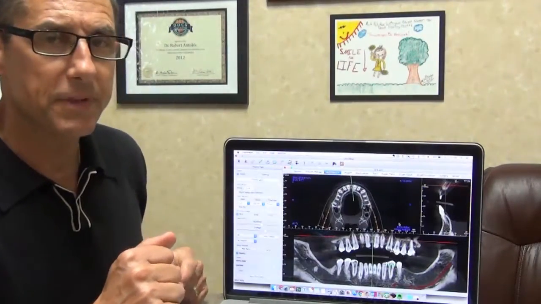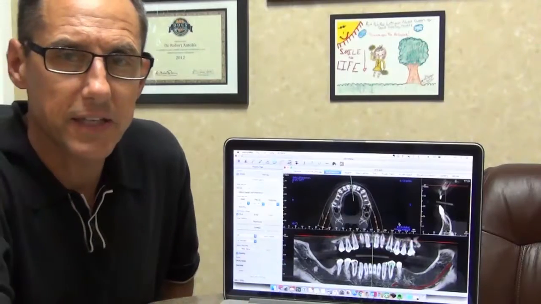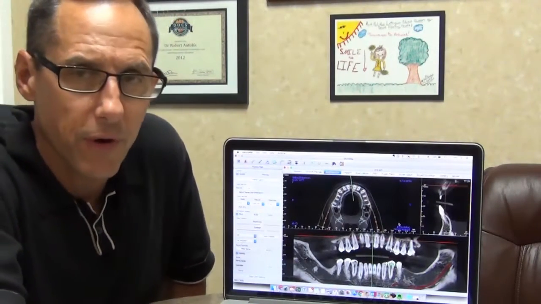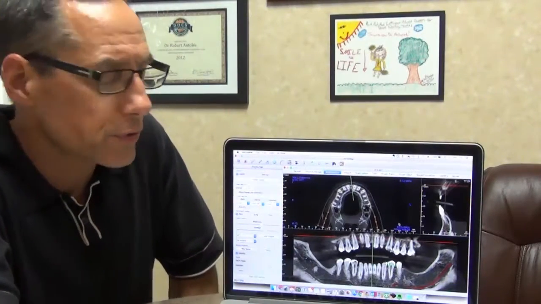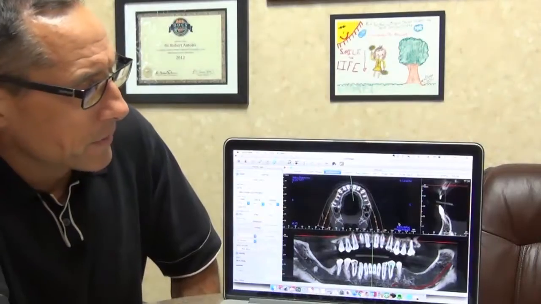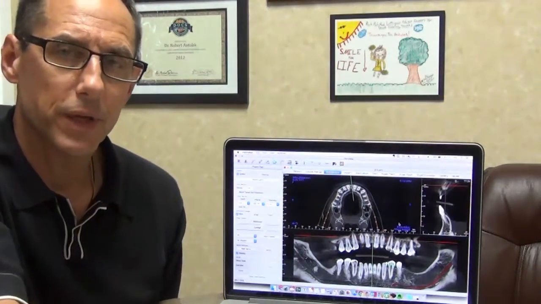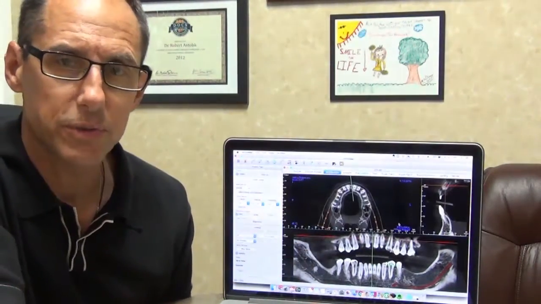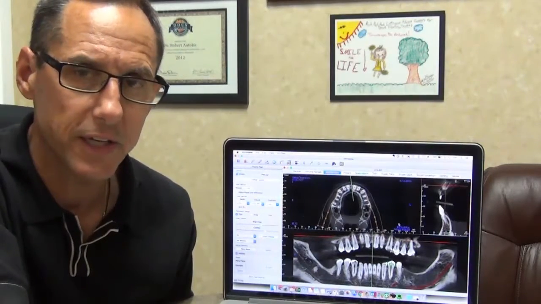This type of technology is wonderful because it provides a lot of information. It helps us stay away from vital structures that could create real issues and problems in the future. And this is the type of thing that you can expect at our office. We use this technology once again for implant placement, and also for wisdom teeth extractions and the like.